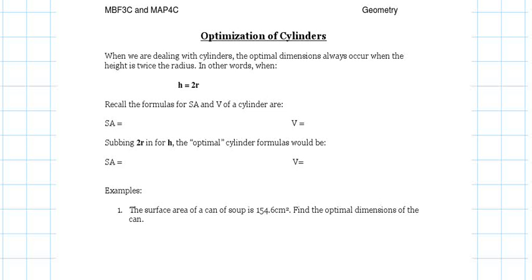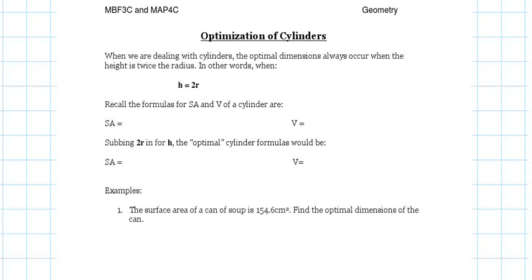Okay, now we're going to try to optimize the cylinder. Same thing. A lot of shapes that we have, especially for cups or cans or whatever, have a cylindrical shape, and you want to try to optimize these. Again, to optimize these things, you're basically maximizing the volume as much as you can fit in them, but at the same time, you're using as little material as you can.